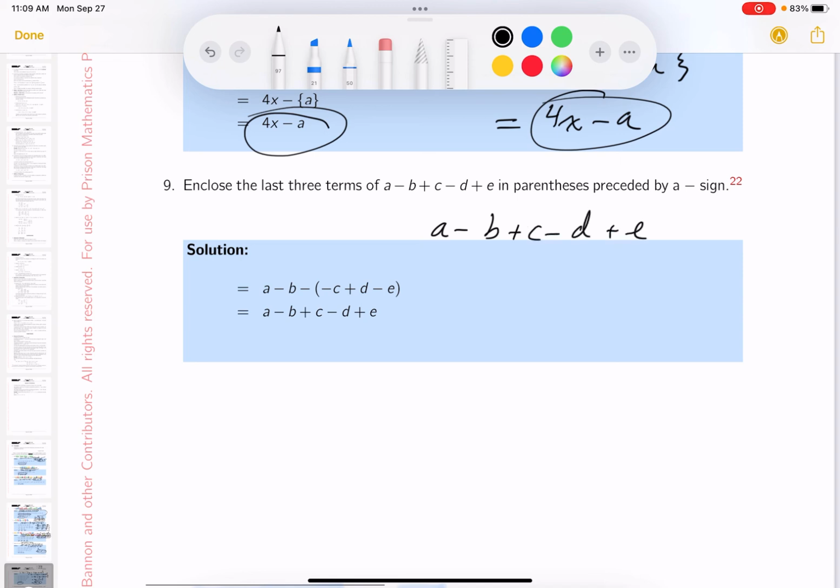And you want to enclose the last three terms in the expression in parentheses preceded by a minus sign. Now someone says, why would they ask you to do that? We do that a lot. We actually rewrite things and we parenthesize them. But let's write down what they said to do. I'll write that over here: A minus B minus the last three terms in parentheses.